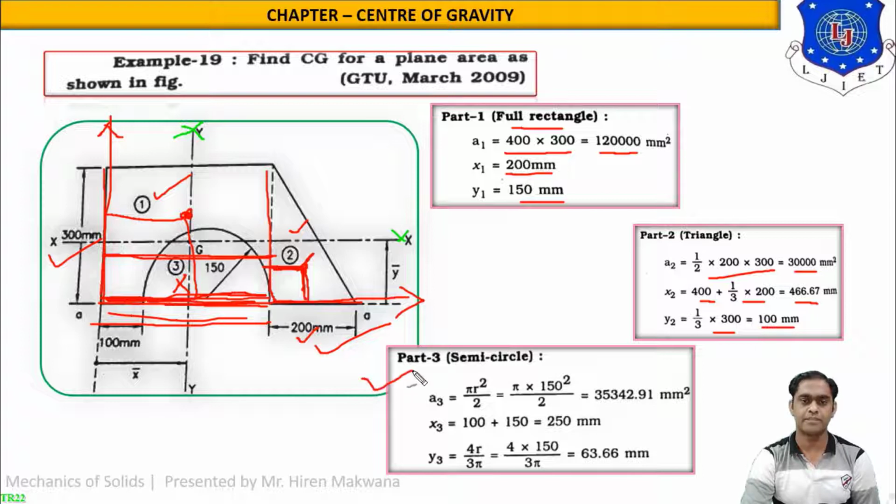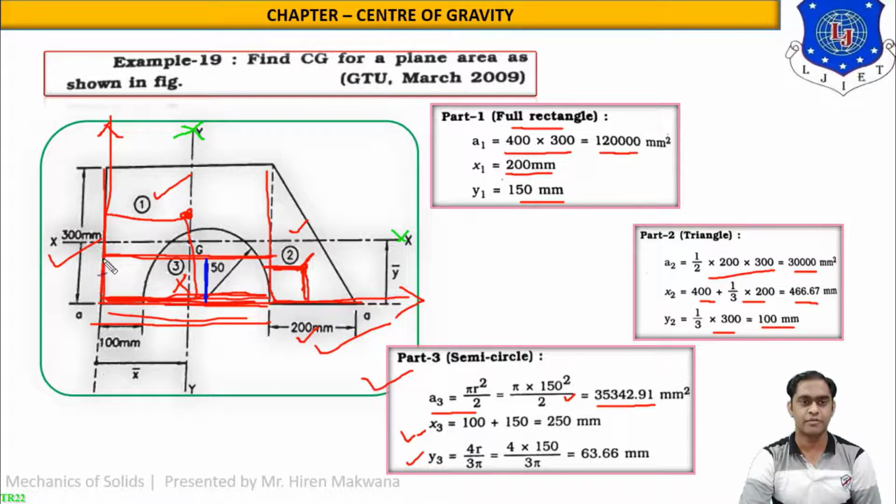Now let us start with the part number 3, semicircle. This is the semicircle for which area is pi r square by 2, in which radius is 150. So answer will be 35342.91 mm square. What is x3 and y3? So now let us change the color. What is x3 for the semicircle and what is y3?